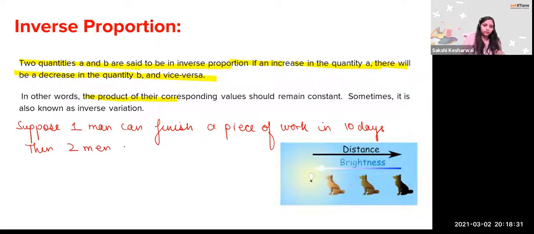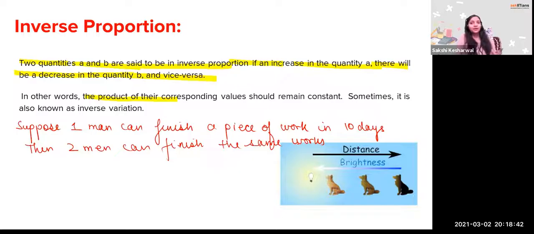Then two men can finish the same work in how many days? 20 days or in half the days? One man can complete decorating this room in 10 days. If you take the help of two persons, how many days will it take to finish? It will be finished in 5 days, or in 20 days? It will be finished in 5 days, dear. 5 days.